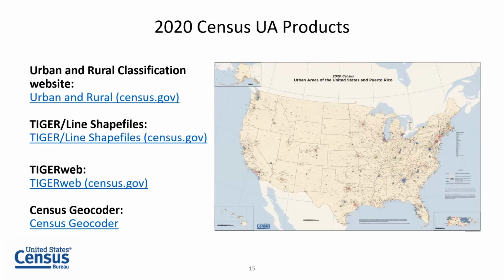And then, of course, I mentioned we do publish 2020 census urban area products. Those are available on the Census Bureau's website.